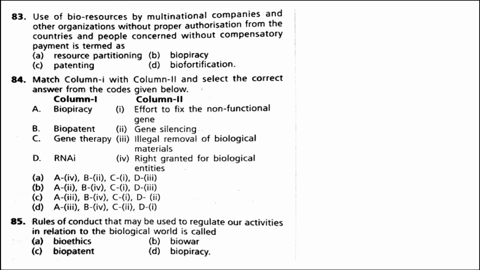Next, match column 1 with column 2 and select the correct answer from the options given below. Here the answer will be option C. Next, rules of conduct that may be used to regulate our activities in relation to the biological world is called: bioethics, biowar, biopatent, and D. biopiracy. Here the answer will be option A, bioethics.